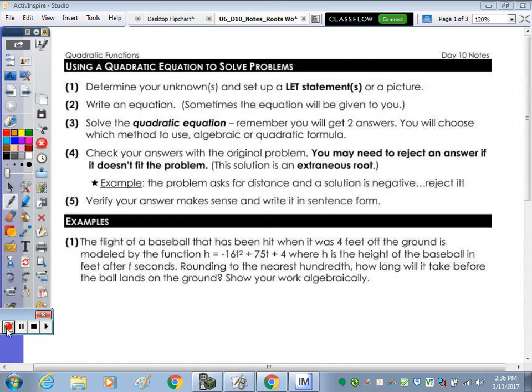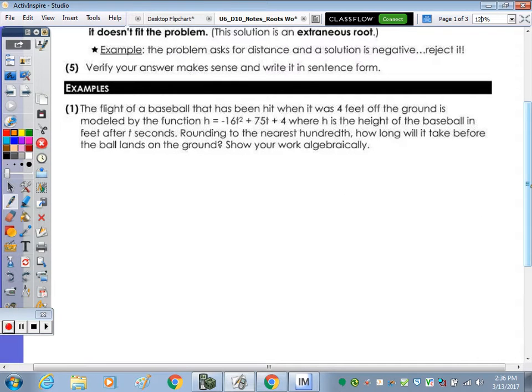So number one, the flight of a baseball that has been hit when it was 4 feet off the ground is modeled by the function h equals negative 16 t squared plus 75 t plus 4. In the form y equals, that would be y equals negative 16 x squared plus 75 x plus 4. So your height, the h, is y, where h is the height of the baseball in feet after t seconds. So time is t, which is your x.